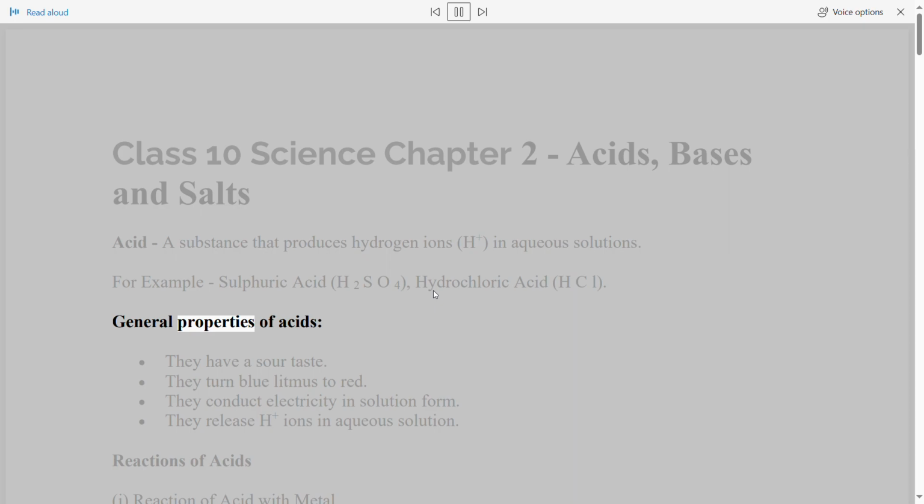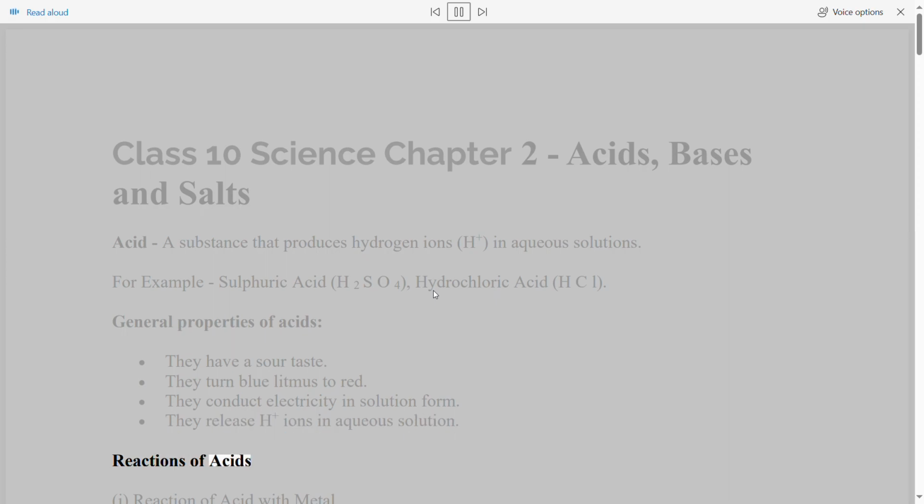General properties of acids: they have a sour taste, they turn blue litmus to red, they conduct electricity in solution form, and they release H+ ions in aqueous solution.